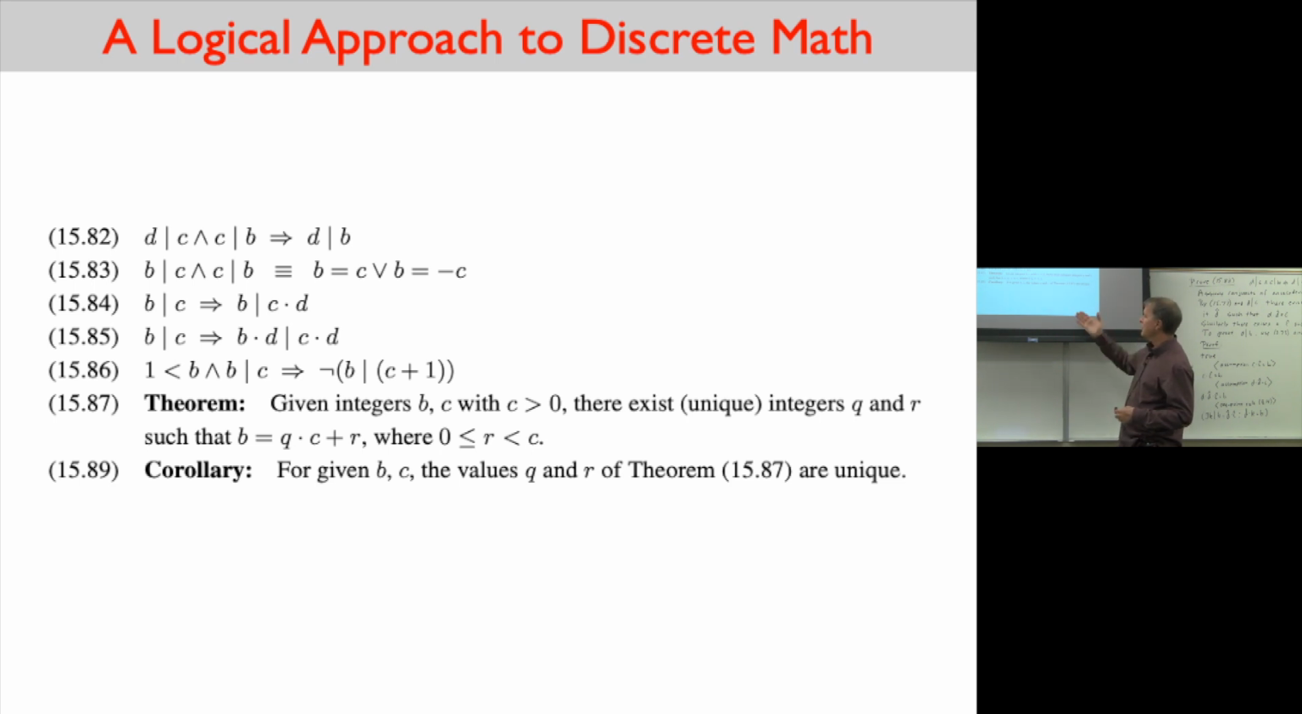And here's another theorem. This is the division theorem. Given integers b, c with c greater than 0, there exist unique integers q and r, q stands for quotient, r stands for remainder, such that b equals q times c plus r. We've actually seen this before. We had the algorithm that calculated the quotient and the remainder. Remember that? And we used this expression before. So this is the division theorem.